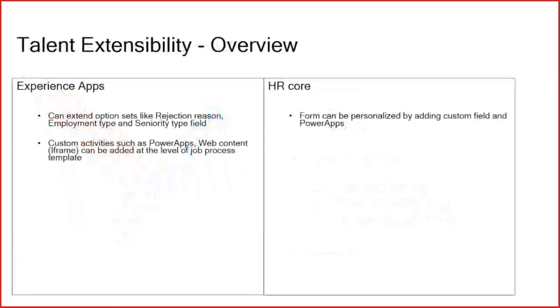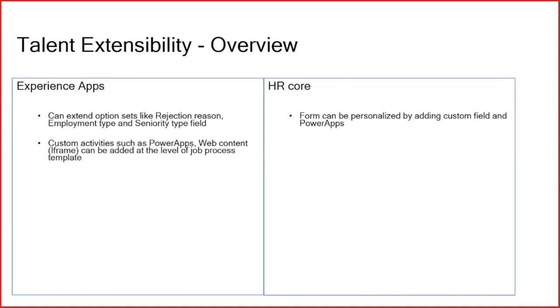If you see the talent extensibility, as I discussed, we have the experience apps and HR core. In experience apps, you can extend option sets like rejection reason, employment type, and seniority type. This statement is very specific to a field level extension model. You can extend the drop downs, but that extension is specific to 3 different fields. Rejection reason is something you use when you are rejecting a candidate. You can define your own reasons today.